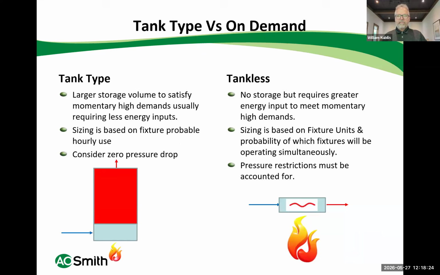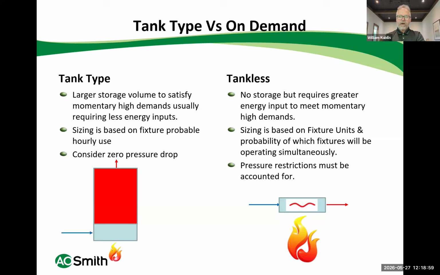So, typical or tank type versus on-demand type water heater. We've already mentioned tank type has a large storage volume to satisfy momentary high demands, usually requiring less energy input. So it's there as our safety factor. We have water in the bank to deal with multiple sinks being used at the same time, unpredictable sometimes.